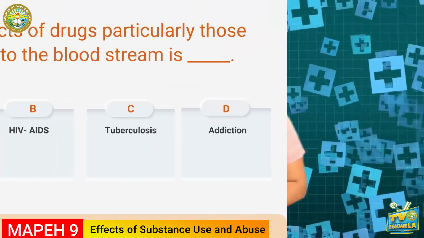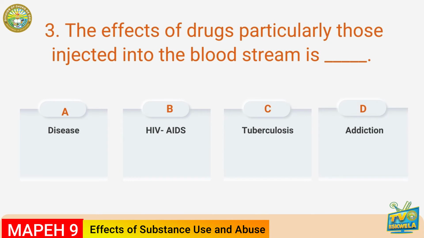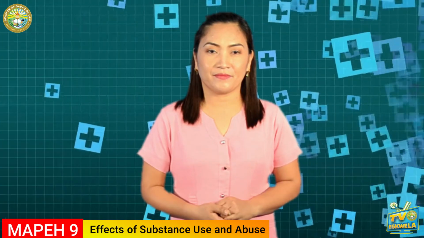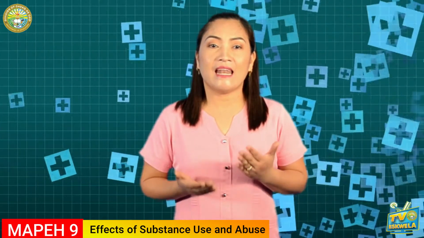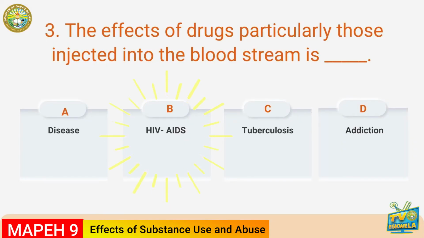Number 3. The effects of drugs, particularly those injected into the bloodstream, is, again, the effects of drugs, particularly those injected into the bloodstream, is A. Disease. B. HIV/AIDS. C. Tuberculosis. Or D. Addiction. The correct answer is letter B. HIV/AIDS.